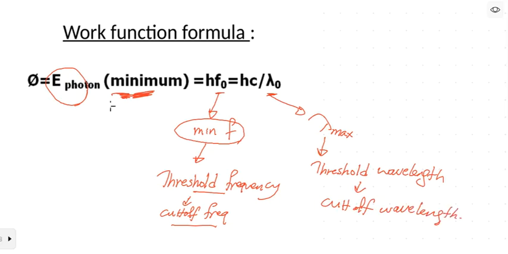So every time they tell us threshold frequency, it means the minimum frequency required to remove the electron. Every time they tell us threshold wavelength, it's the maximum wavelength needed to remove the electron. It means that using a wavelength greater than lambda threshold, or a frequency less than threshold frequency, doesn't lead to photoelectric emission. We can discuss this in the next slide. It will be easier for you.